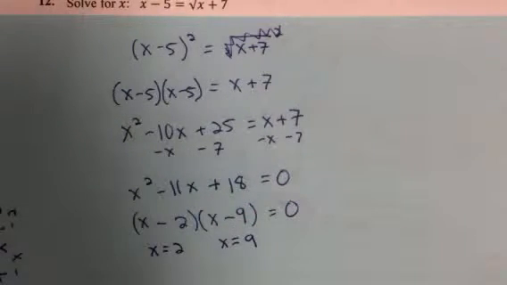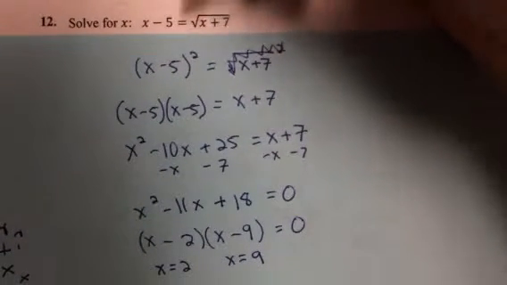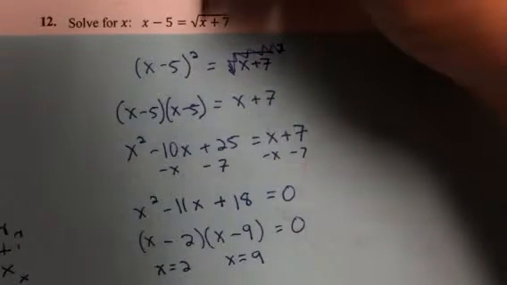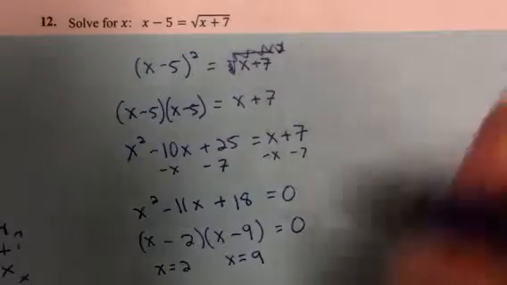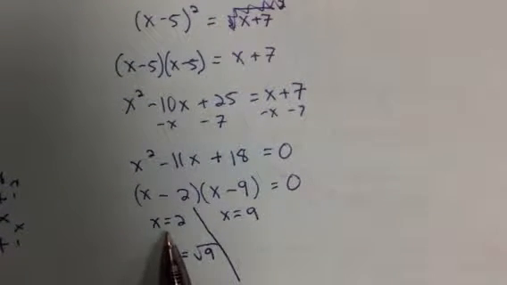We have to check them though, because they won't always work. So let's go ahead and check x is 2. So 2 minus 5 is negative 3 equals 2 plus 7 is 9 and the square root of 9. So when I check x is 2, I get negative 3 equals the square root of 9. But the square root has to be a positive number. It can't be a negative number. When we introduce square roots, we do plus and minus, but when it's just the square root, it's a positive number. It's the positive side of the curve. So that one actually doesn't work.